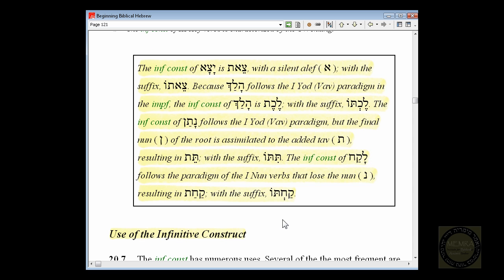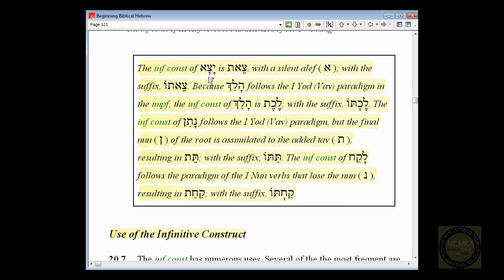Now I have this whole box here in yellow because it's really important. There are some verbs, and the usual suspects are in here, that take odd forms of an infinitive construct.